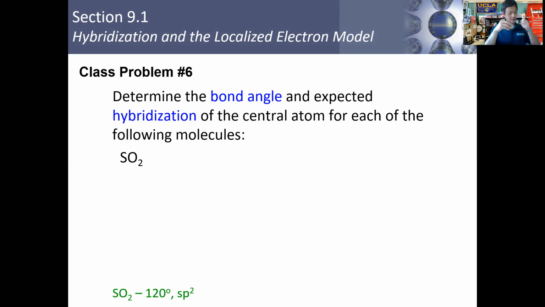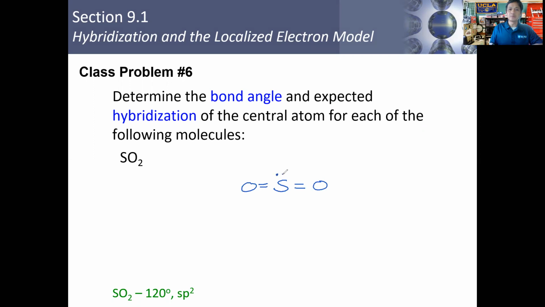So let's go ahead and draw the structure for sulfur dioxide. Let's take a look at the structure for sulfur dioxide here. So the Lewis dot structure for sulfur dioxide, let's go ahead and draw that out. And we did this already, it's going to be a double bond between sulfur and oxygen, with the lone pair here.